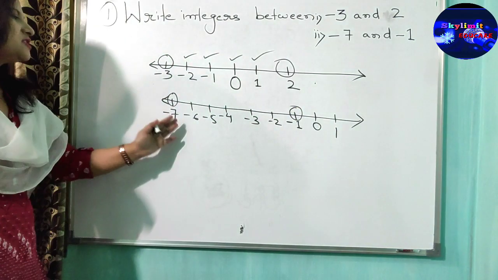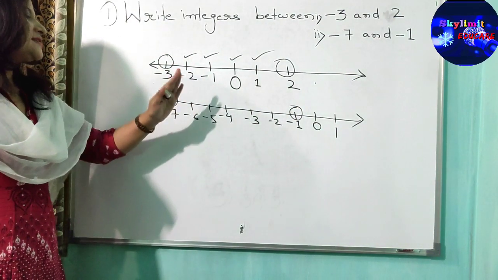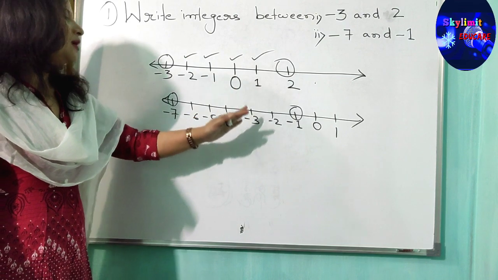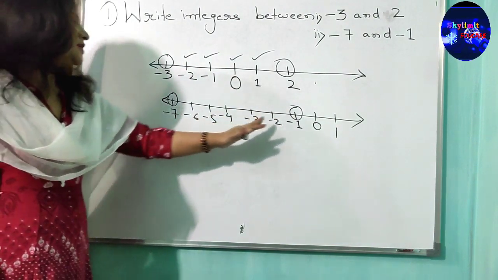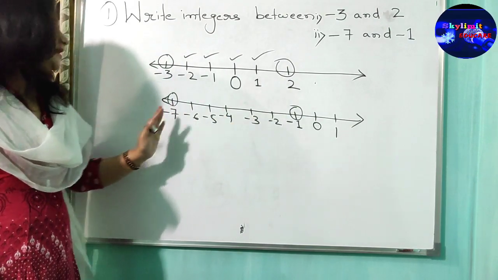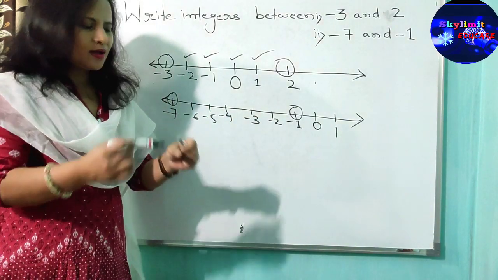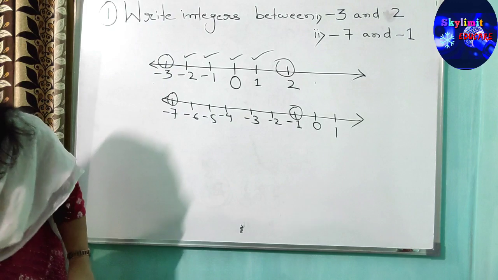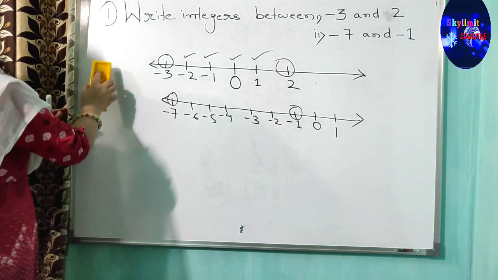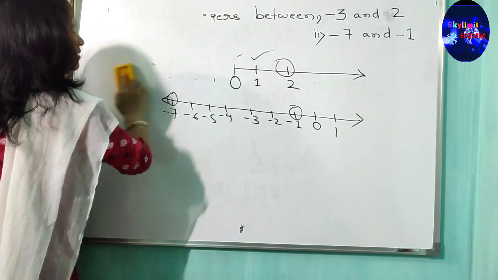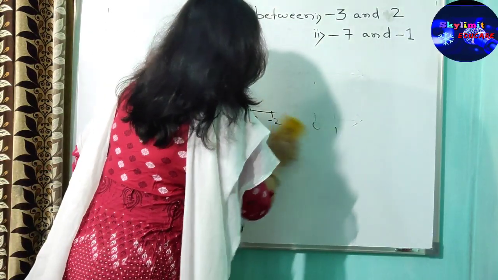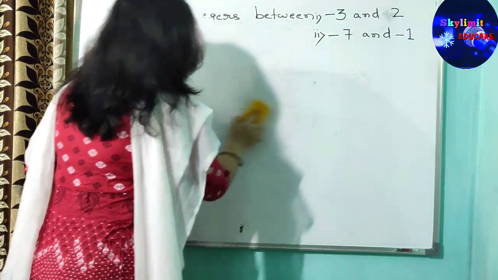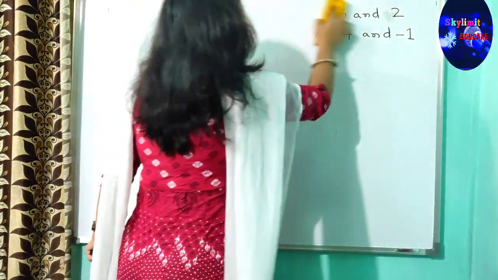So obviously what are the numbers falling in between? -6, -5, -4, -3 up to -2. So these are the integers falling in between -7 and -1. I hope the idea is very clear. Now let's come to the next topic, that is the absolute value of integers. So what is this absolute value of integers?